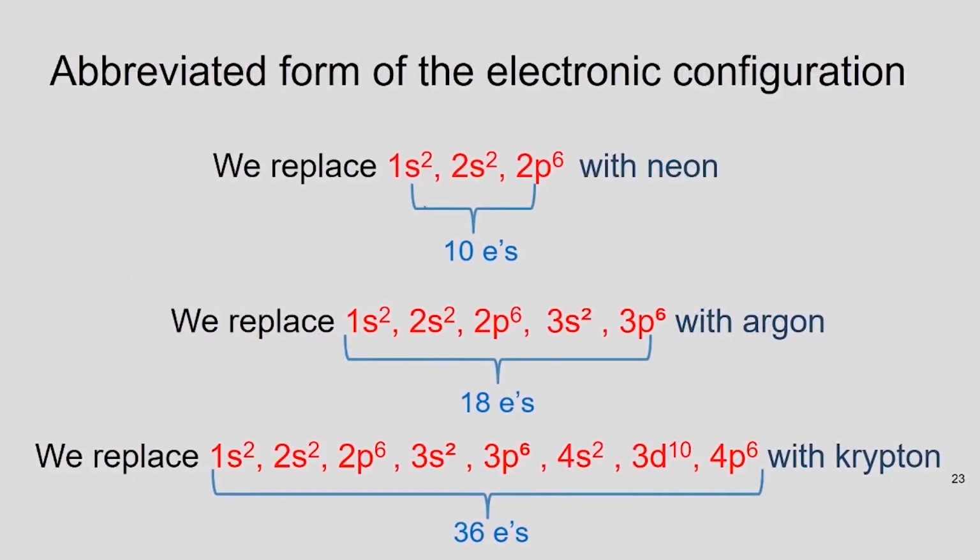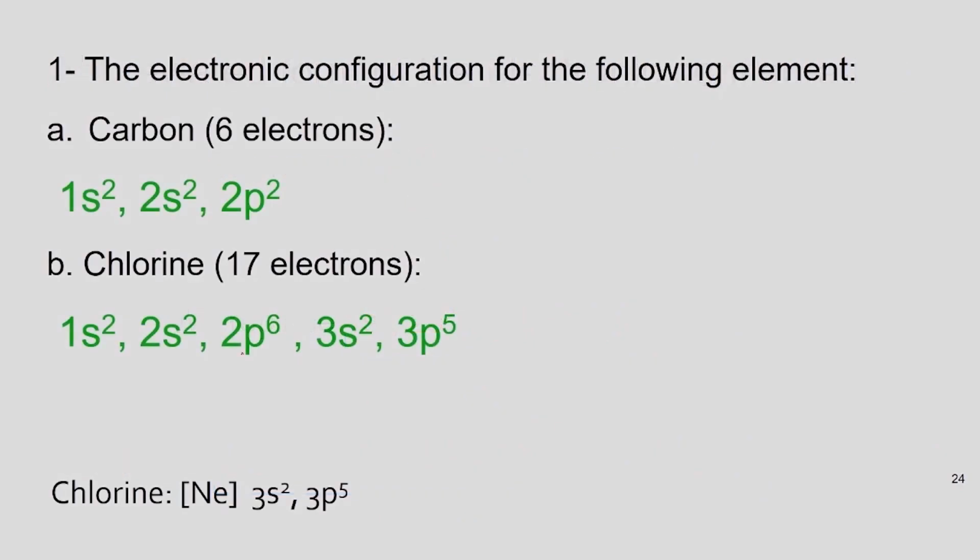For example, we use neon, which has 10 electrons, instead of writing 1s2, 2s2, 2p6. Argon replaces 18 electrons. Krypton replaces 36 electrons. Back to our example, for chlorine, instead of writing the long electronic configuration, we can replace the 10 electrons with neon. So we write neon 3s2, 3p5.